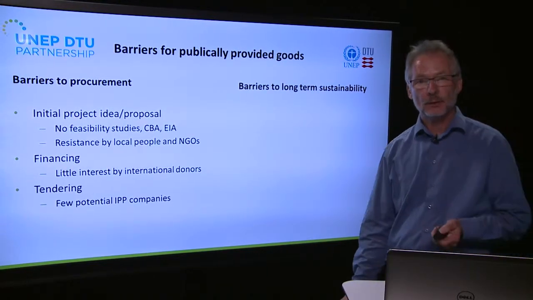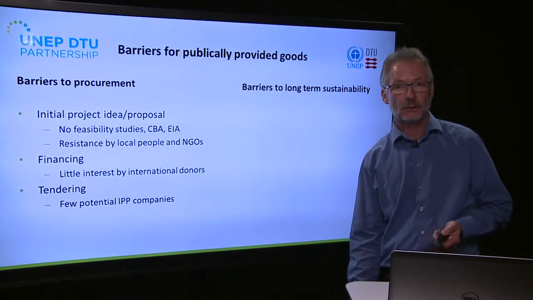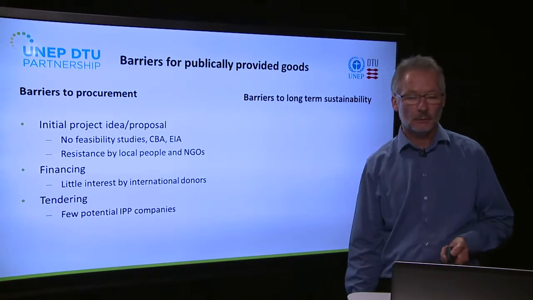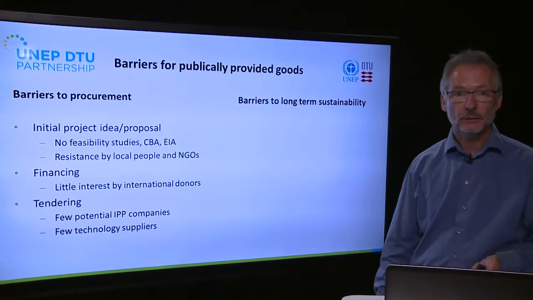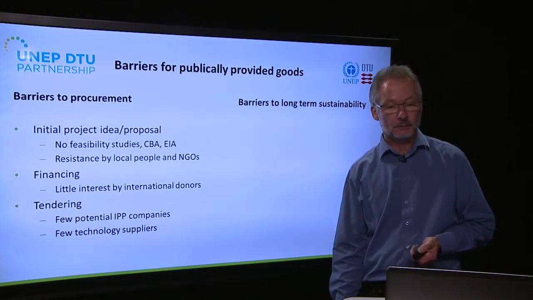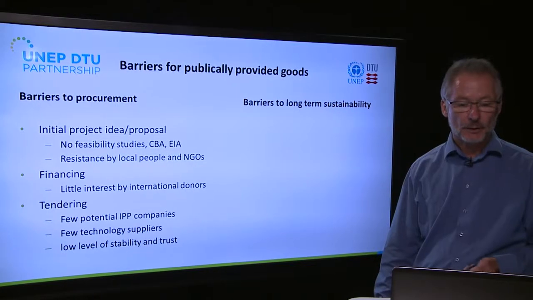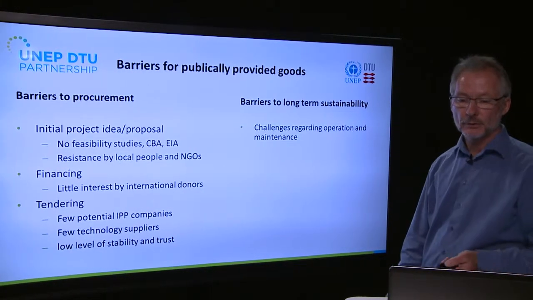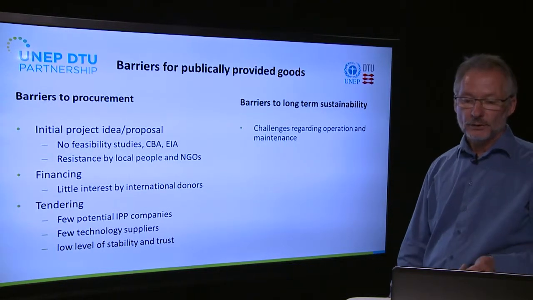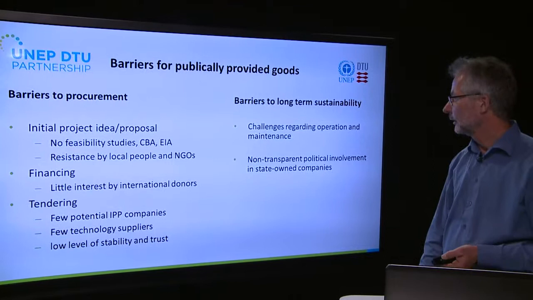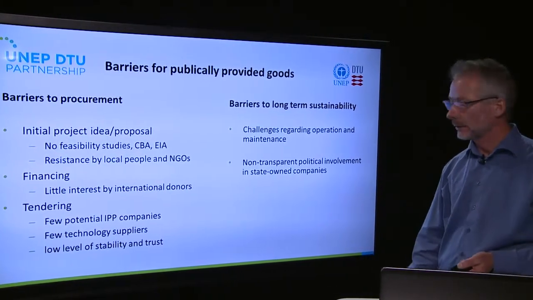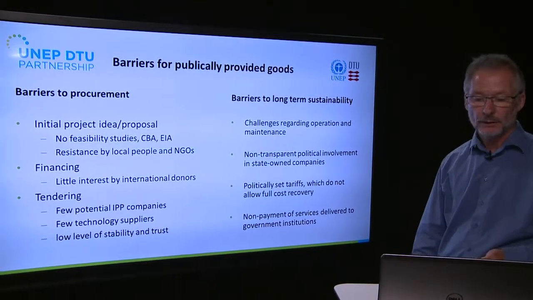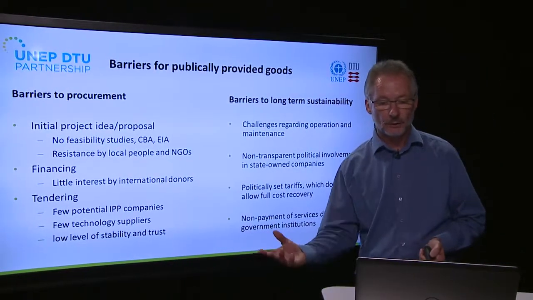And at the tendering phase, it might be that there are few potential independent power producers who want to engage in this, or few bigger companies wanting to engage with the government in public-private partnerships. There might be few technology suppliers, and with the result that there will be little competition, and there might be a low level of stability and trust in society as a whole. When we look at the barriers to long-term sustainability, there would often be challenges regarding operation and maintenance of the technology. We would see non-transparent political involvement in state-owned companies. We might see politically set tariffs which do not allow for full cost recovery, and we might see non-payment of services delivered to government institutions.